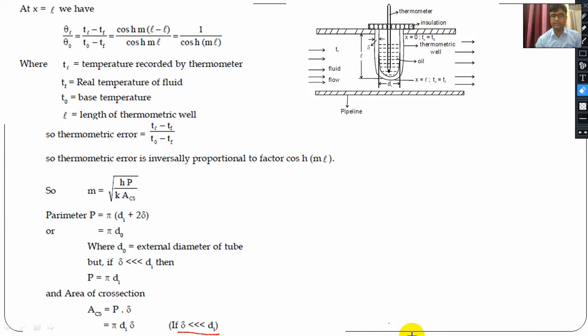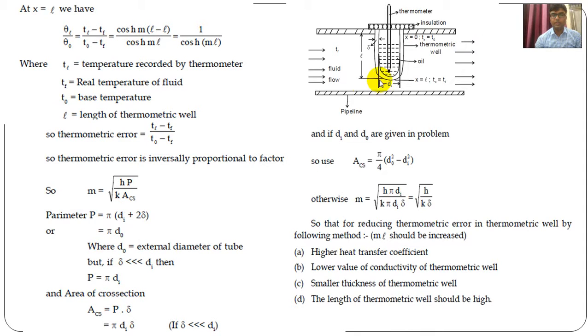Now if you move further, and if di and do are given in the problem, then definitely the area of cross section is pi by 4 into d naught square minus di square. That means del is not a negligible quantity. But if you are considering del as a negligible quantity, you can write m is equal to under root hp upon cs. So you just put the perimeter value, which is pi into di, and the area of cross section is pi di into del.